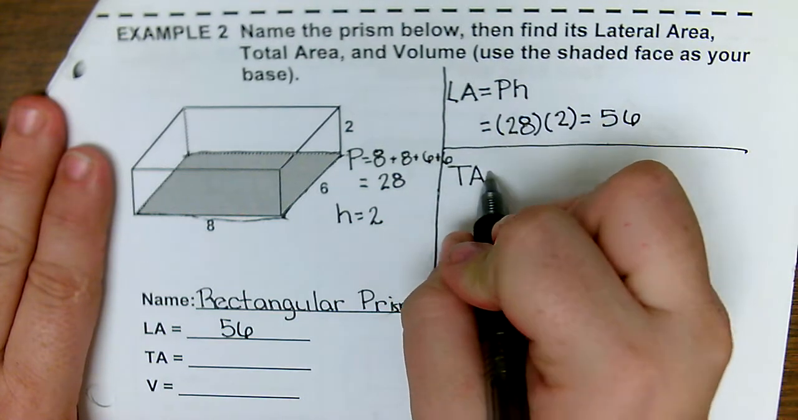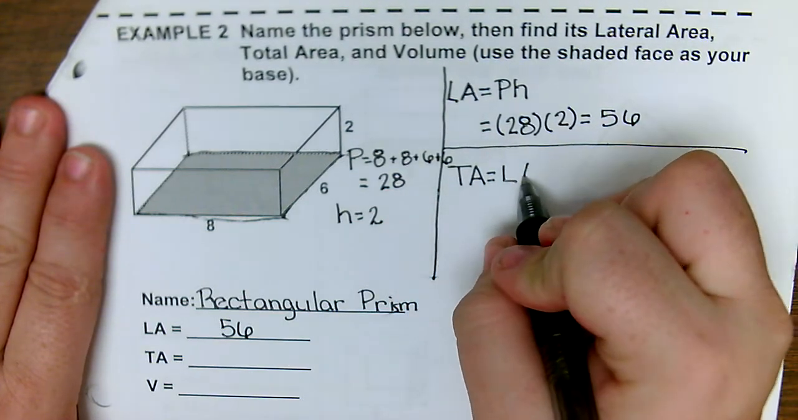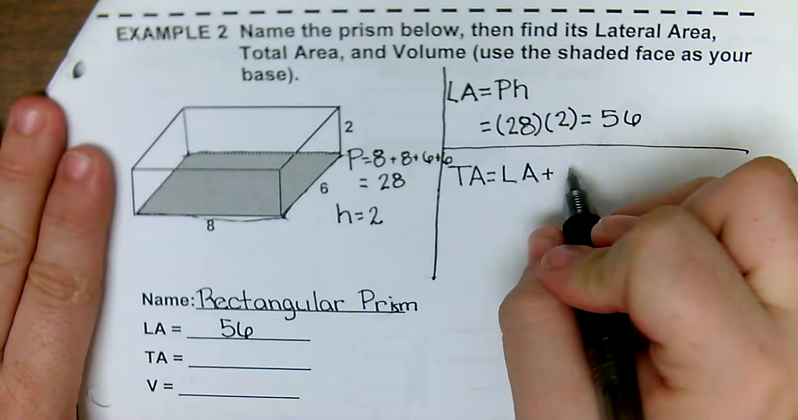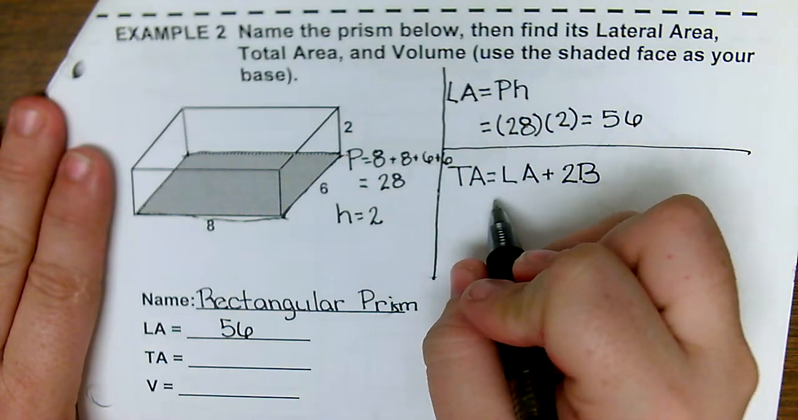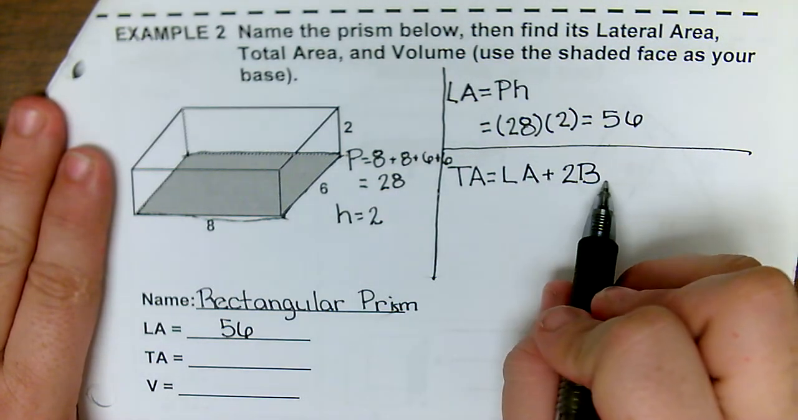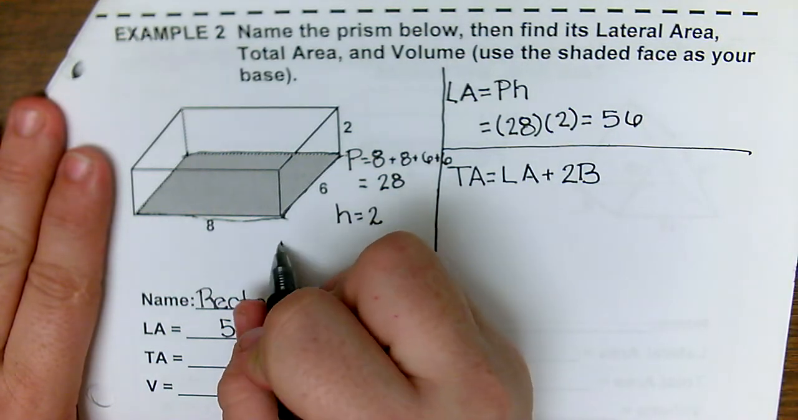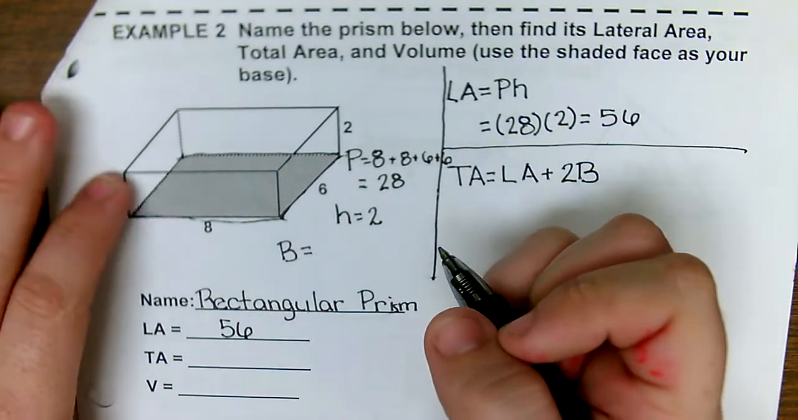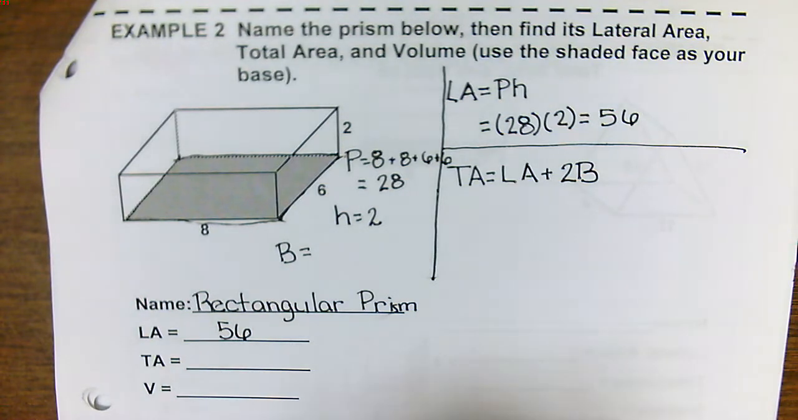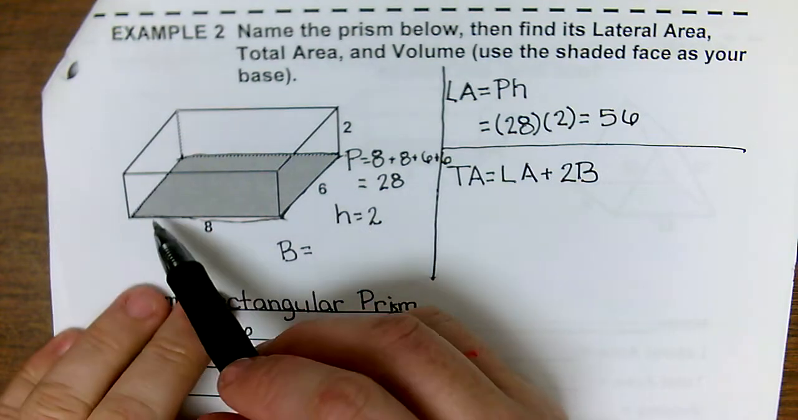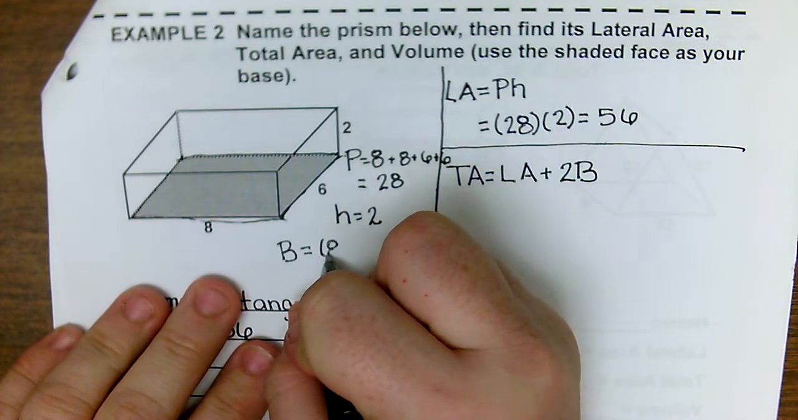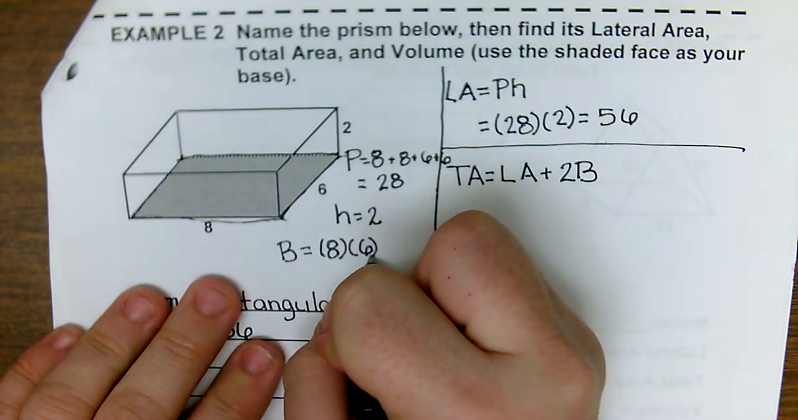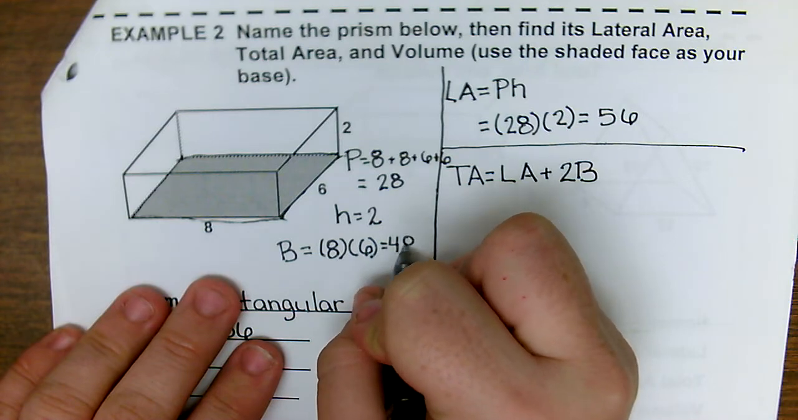Total area is next. So lateral area plus 2 times big B. Before we get to this, we need to figure out what our big B is, what the area of the base is. Area for a rectangle is length times width. So we're going to do 8 times 6, which is 48.